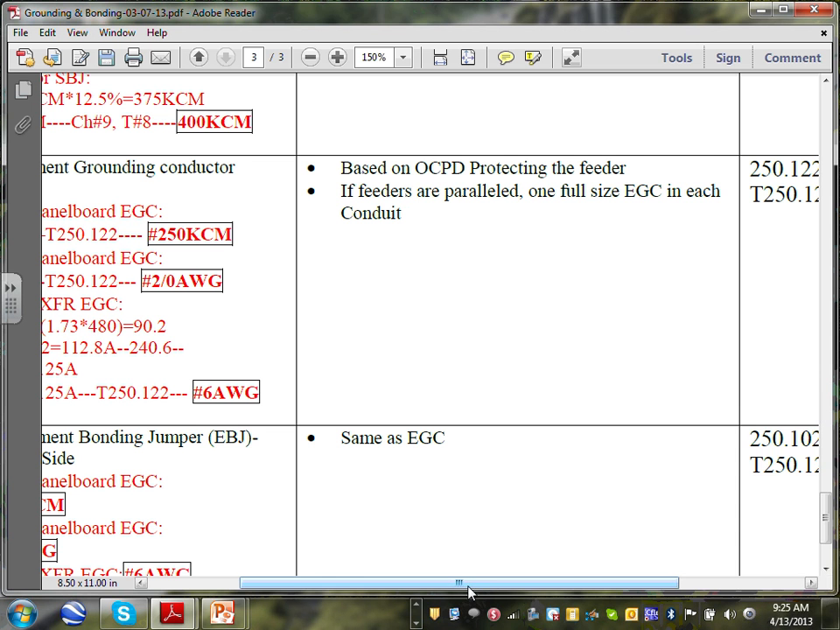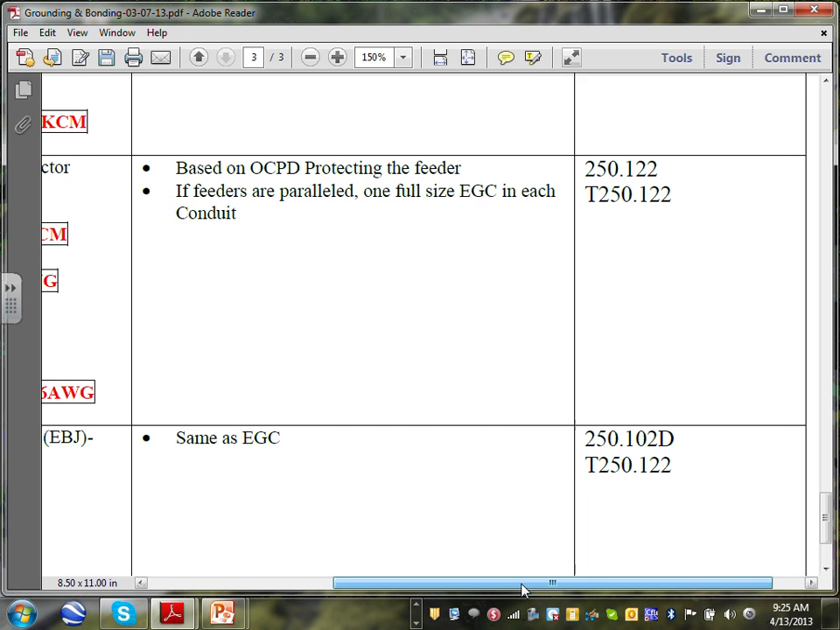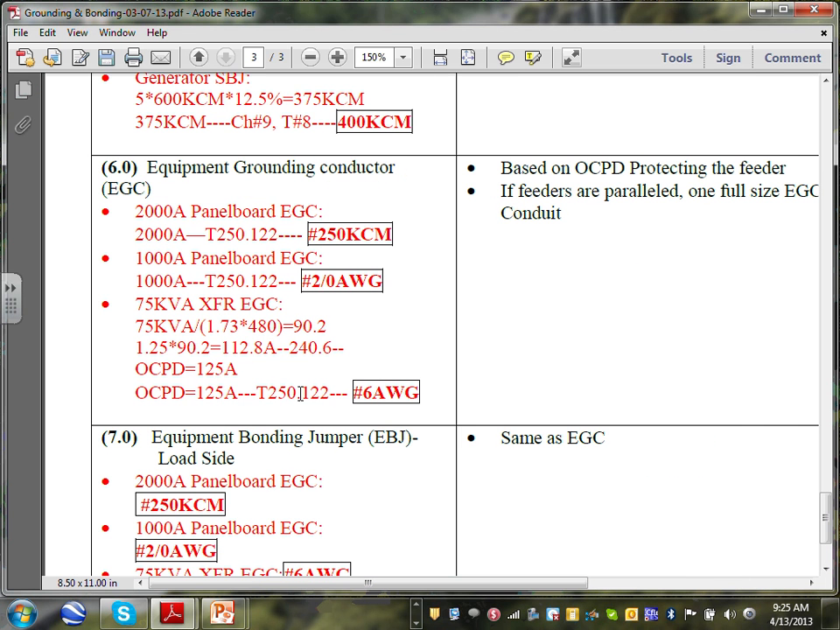So if you come over here, the code says 250.122. The 250.122 table gets you the size based on overcurrent protection device. So you take the 2000 amp panel, guys. The 2000 amp, take them to 250.122. That will get you 250 kcmil. So your equipment grounding conductor is going to be 250 kcmil.